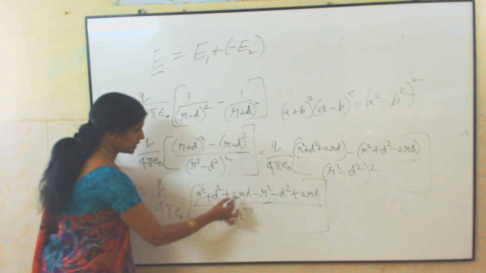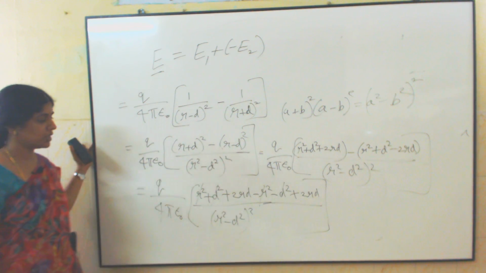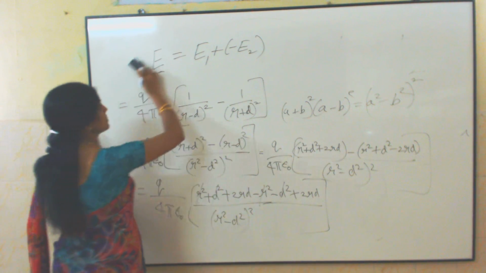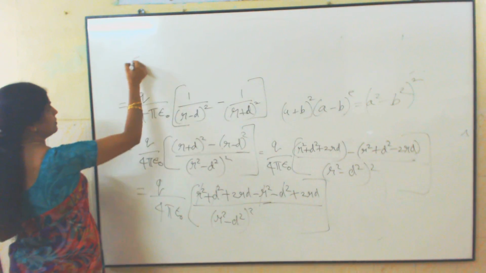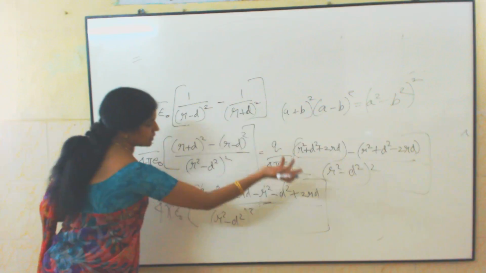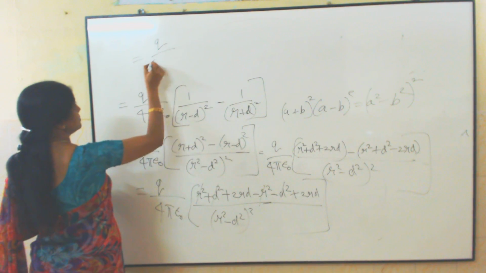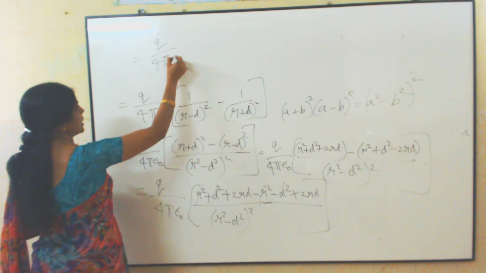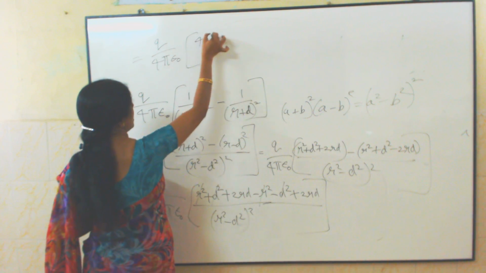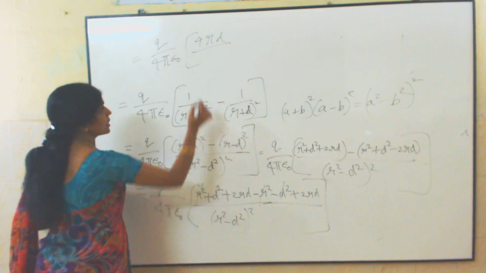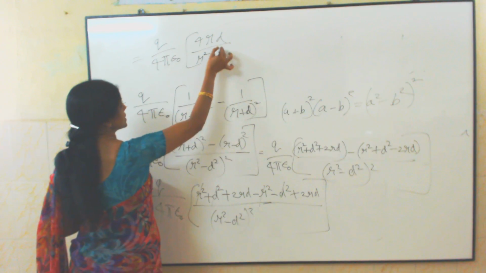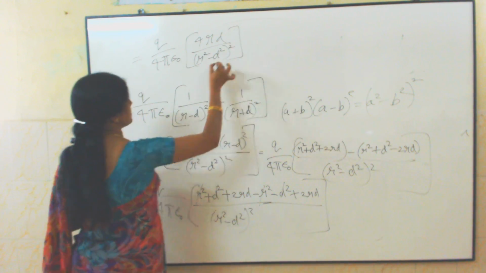So this gets cancelled, R square and D square. So what is the remaining? I will be getting 2RD plus 2RD. It is nothing but 4RD. Q by 4 pi epsilon naught 4RD by R square minus D square the whole square.